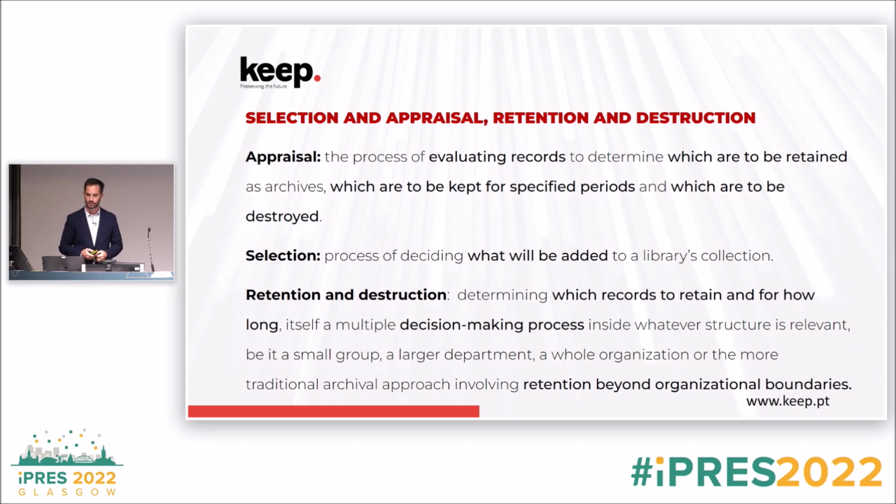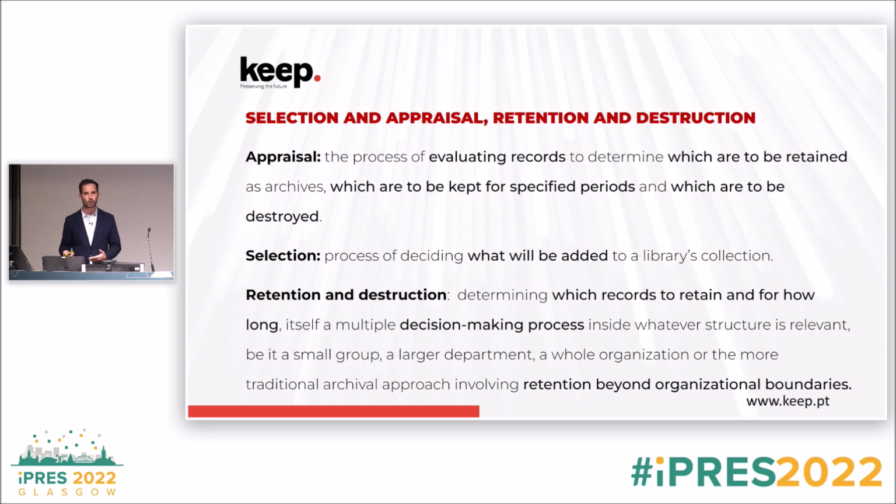So, in terms of terminology, so definitions, appraisal is defined as the process of evaluating records to determine if they are to be retained forever, if they are to be kept for a certain period, or if they are to be destroyed. Selection is if they are to be added to the system, and retention and destruction, which kind of overlaps with these definitions, is the process of determining which records to retain and how and for how long. It's a decision-making process that involves several parties and sometimes even needs to go beyond organizational boundaries.